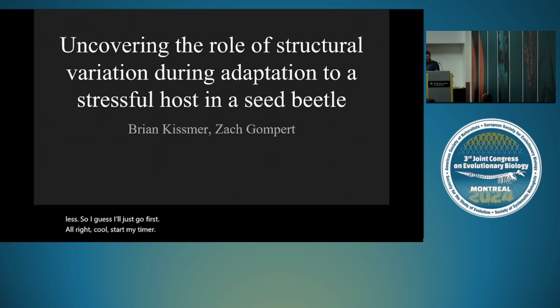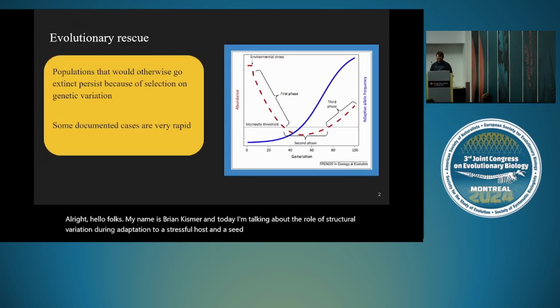All right. Hello, folks. My name is Martijn Kissmer, and today I'm talking about the role of structural variation during adaptation to a stressful host in a seed beetle. Evolutionary rescue is the case in which populations that otherwise would go extinct persist because of genetic variation. This is becoming an increasingly documented process, and one of the things that we're primarily noticing is how fast it can be, with a lot of cases happening in 20 generations or less.